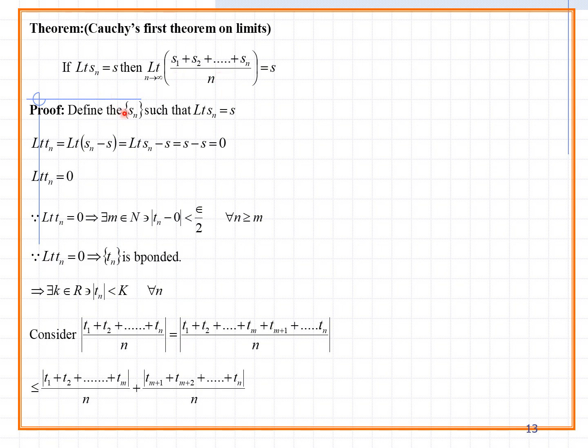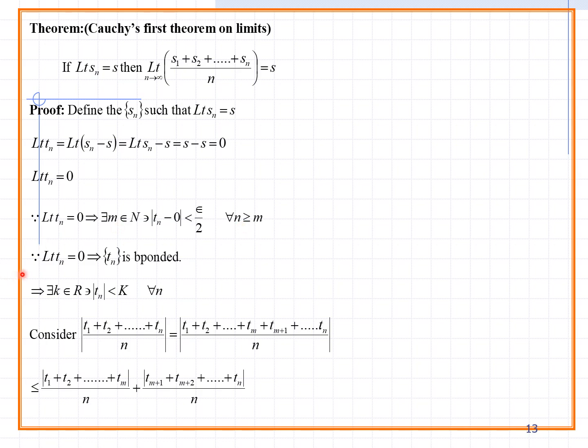So define the sequence Sn such that limit Sn equals S. What is given, you can define another sequence. For example, you can consider limit Tn, where Tn means Sn minus S. Once you apply the limit of Sn minus S, the limit of Sn is S, then S minus S equals 0. Finally you get the limit of Tn as 0. So you have defined it like this. Limit Tn equals 0 means it is convergent now. So there exists m belonging to N such that modulus Tn minus 0 is less than epsilon by 2, or epsilon, whatever it is, for all n greater than or equal to m.